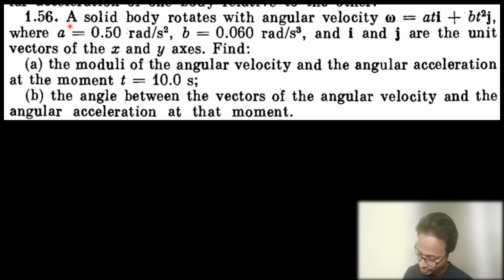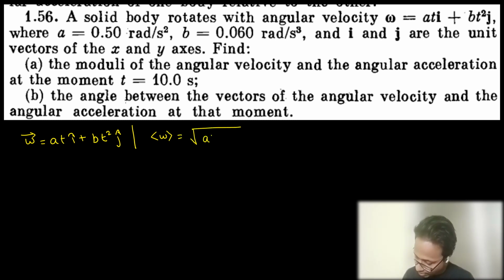Now let us read this question. A solid body rotates with an angular velocity of omega equal to ati plus bt square j. Where the values of a and b are given, i and j are unit vectors along the x and y axis. Find the modulus of angular velocity and angular acceleration. So to find the modulus of angular velocity, it is nothing but x square plus y square under root, of the x component at, whole square, plus bt square whole square.